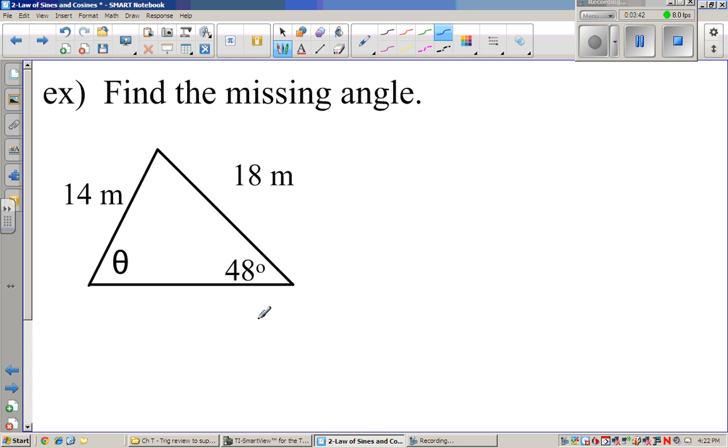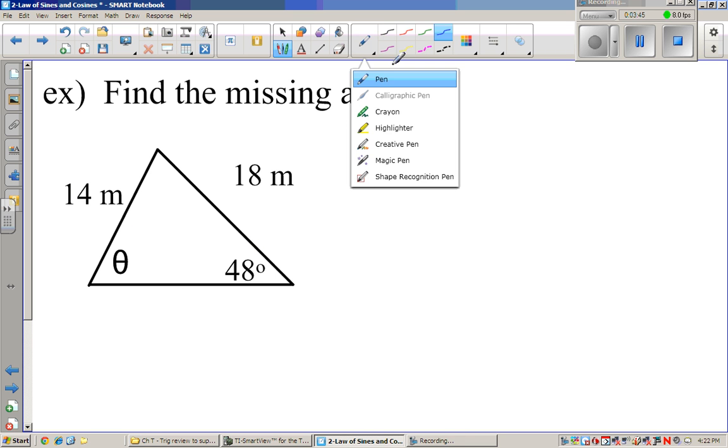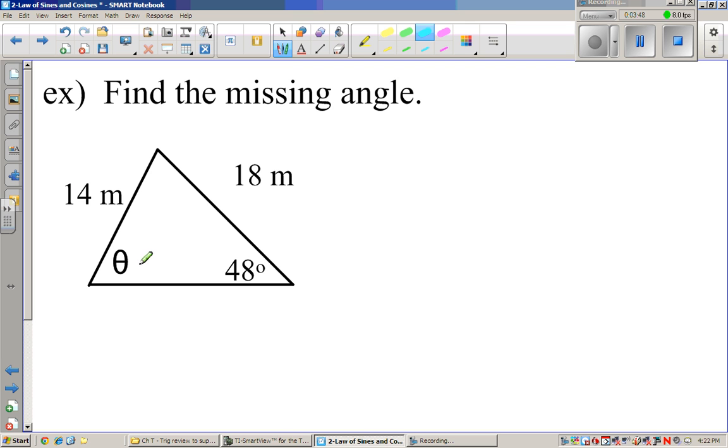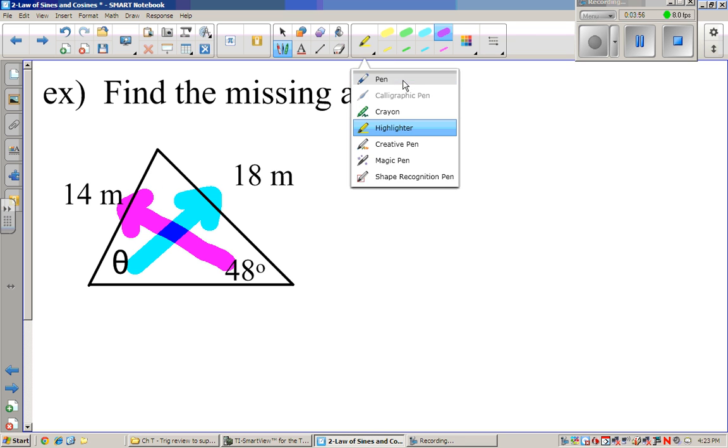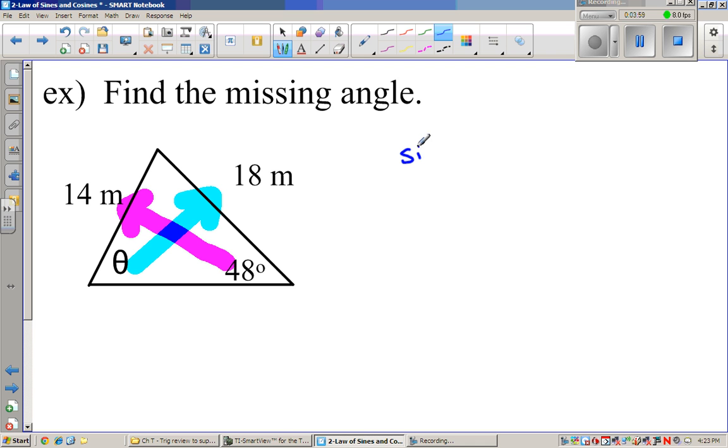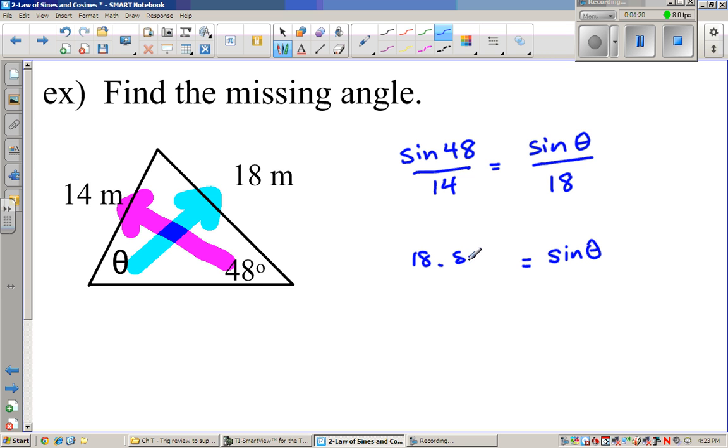Now in this next problem, what's different is we're going to be solving for theta. And so let's start by seeing what's opposite each other. So across from theta is 18. And then across from 48 is 14. So we're ready to set up our equation. We're all good to go. So we would say sine of 48 is to 14 as the sine of theta is to 18. And now we can cross multiply and divide, or simply multiply by 18 actually, and I'll get sine theta by itself. So sine theta equals 18 times sine 48 over 14.